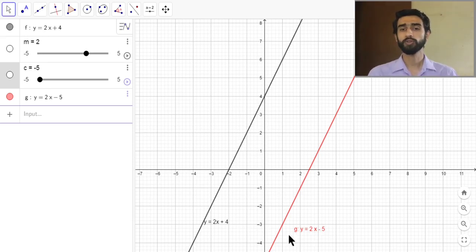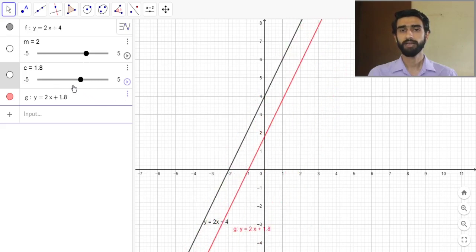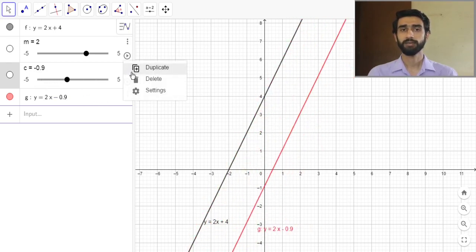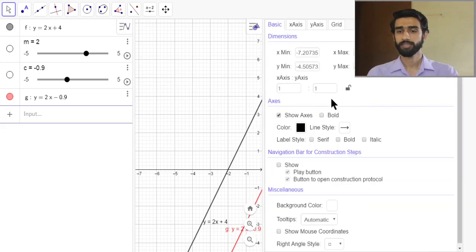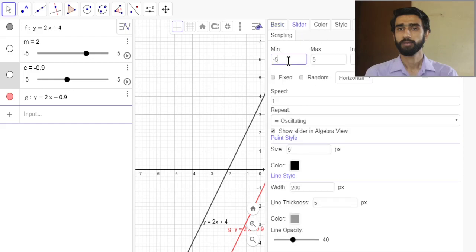So I keep the 2 constant. Now when I am changing the c, these are parallel to each other. You can see these lines are parallel to each other. Okay, now let me show you an interesting animation, and I'm changing it from -50 to plus 50.